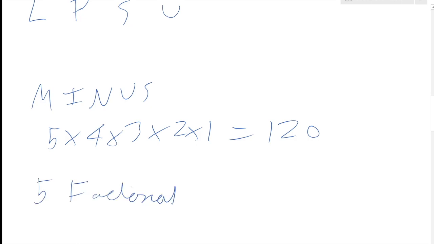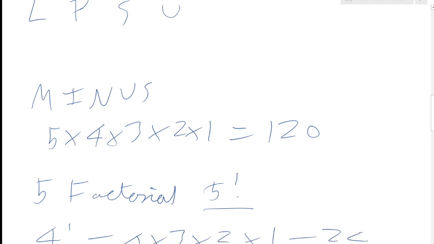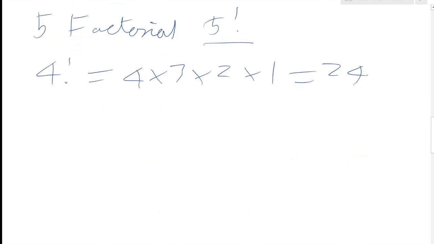It's not unique to 5. This is defined so multiplying a number by all of the numbers lower than it is the factorial of that number. And we denote this in maths with an exclamation mark. So if I wanted to do 4 factorial, that would be 4 times 3 times 2 times 1, which, as we've seen, equals 24. So go on, your turn then.